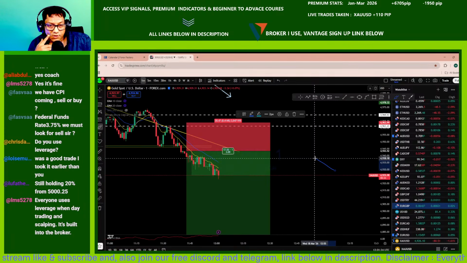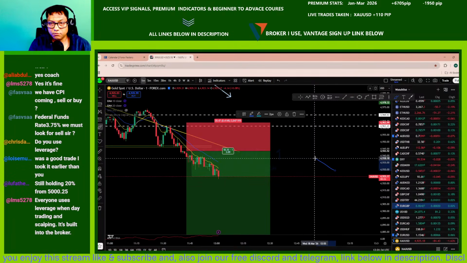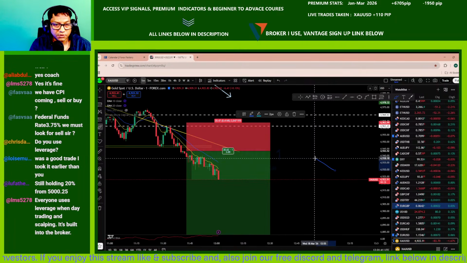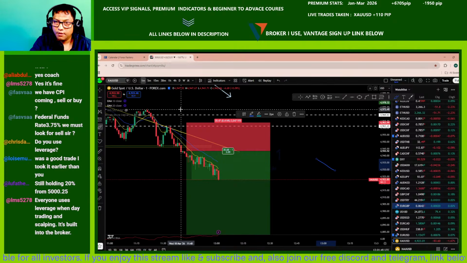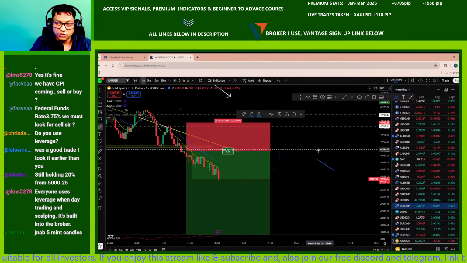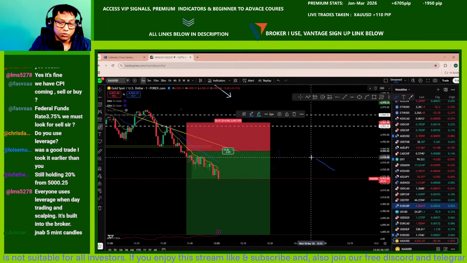Okay, we want to use leverage when day trading and scalping, and it is built into the broker. Okay, general 5 minute candlestick. Okay, so what can we see here in the market? Now, not all people use leverage. It depends on what kind of trading account you have, or what your trading style is.